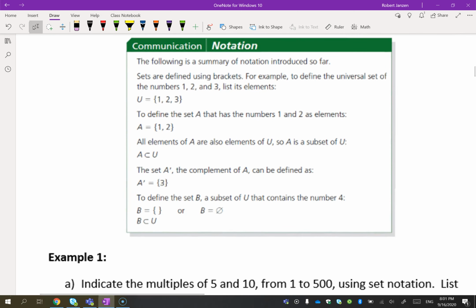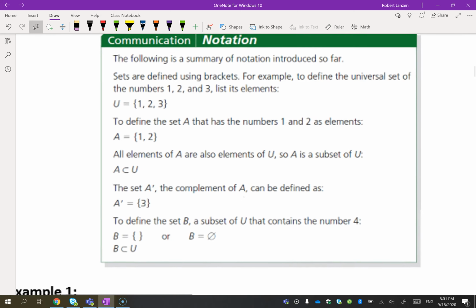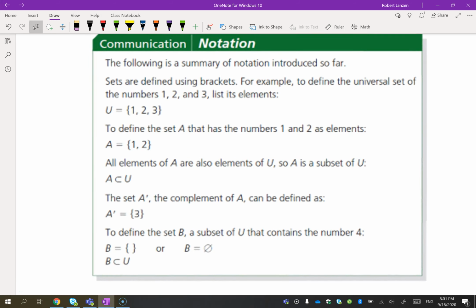So let's take a look at some notation. This is the part that's a little bit tricky. Sets are defined using brackets. So if we say the universal set 1, 2, and 3 is here, we're using U to show this is the universal set. We use these set brackets to show all the numbers that are included. And then we define a set A that has the numbers 1 and 2 as elements. So this is a subset of U. Since all the elements in A are also elements of U, we can say A is a subset of U.